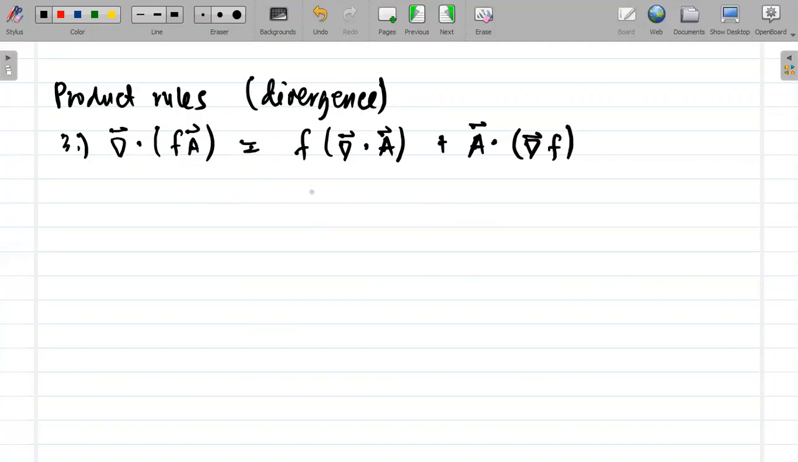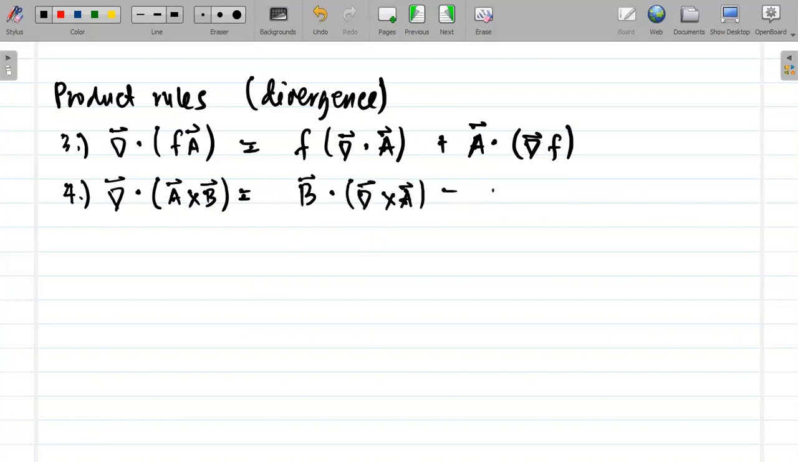So medyo nakakalito na siya. Para lang siyang product rule, pero instead na ito A, idadot mo na siya sa del F. So yun yung pinagkaiba niya. And number 4, ang divergence ng A cross B. So that is B dotted with del cross A minus A dotted with del cross B. So ito yung ating product rule for the divergence ng cross products.